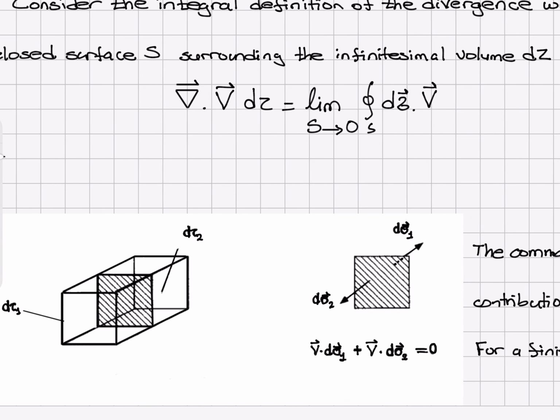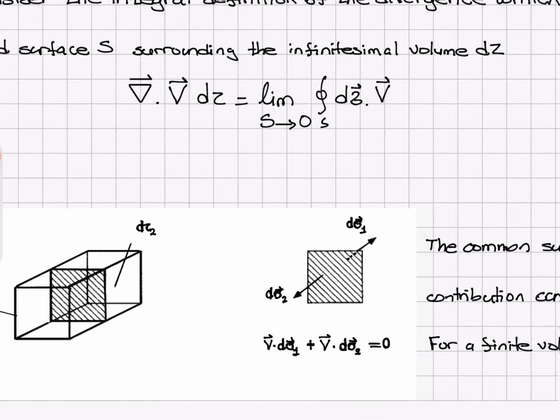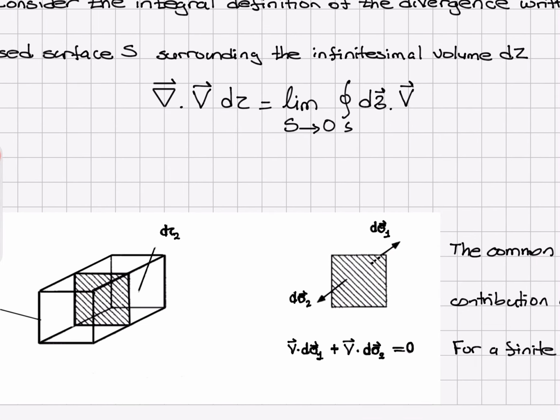Now let's consider this volume that is d tau 1 and then also the neighboring volume d tau 2. And they have a common surface in between them. And for this common surface, we can talk about two different d sigma vectors. D sigma 1 vector that will point in this direction, that's in the normal, outward direction of this volume. And d sigma 2 vector, which would be pointing into d tau 1 volume, because that's going to be in the outward direction for d tau 2.